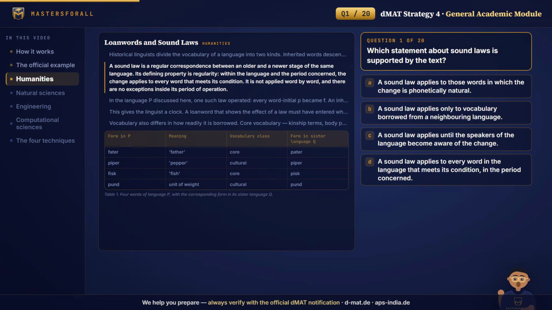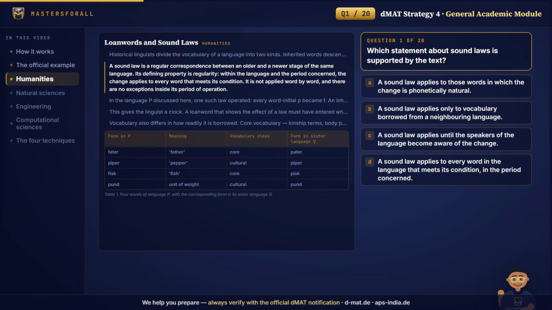Question 1. Which statement about sound laws is supported by the text? Options on screen, read them. Supported by the text. Those three words are the whole instruction. So do not ask which sounds most like linguistics. Ask which is a sentence I have read.